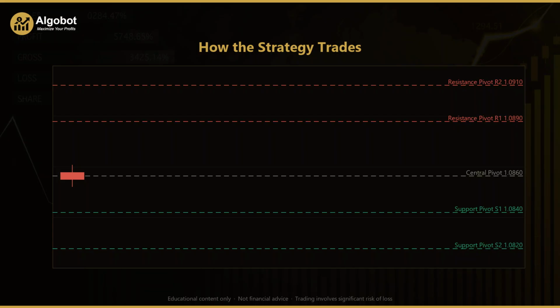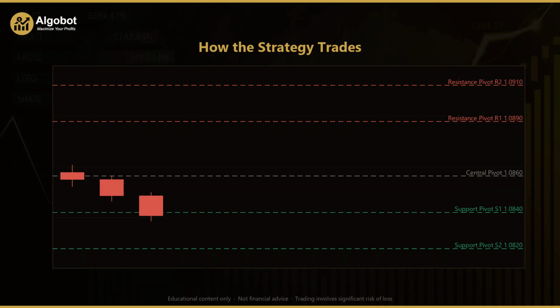Now let's bring it all together on a chart and watch the strategy work through a long trade and then a short trade in sequence. On screen, you can see our pivot ladder drawn as horizontal dashed lines. Down below sits support pivot S1 at 1.0840. In the middle is the central pivot at 1.0860. And up above is resistance pivot R1 at 1.0890. These levels were frozen from yesterday's range and stay fixed all session.